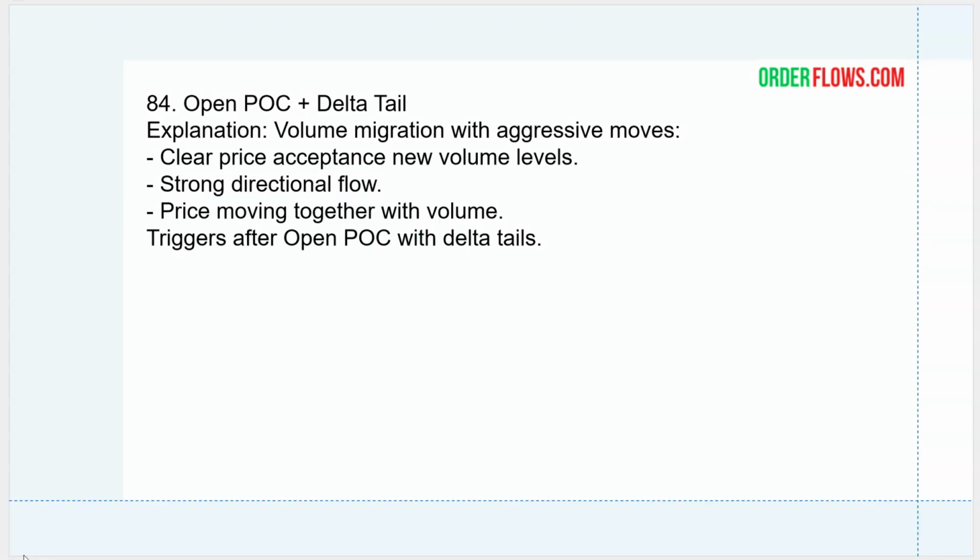All right, so number 84 is open point of control and delta tail. So the explanation is you have your volume migration with the aggressive move in the bar. So you have clear price acceptance at new volume levels. That's your open point of control. Strong directional flow as a result of the delta tail. Price moving together with volume, which is what you like to see in moves. Triggers after the open point of control with the delta tail.